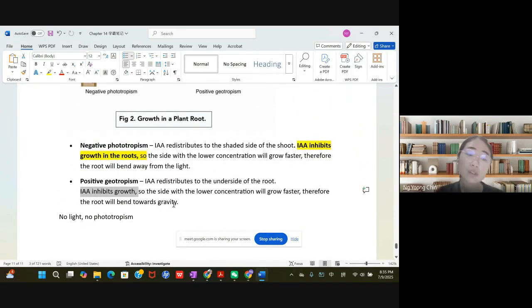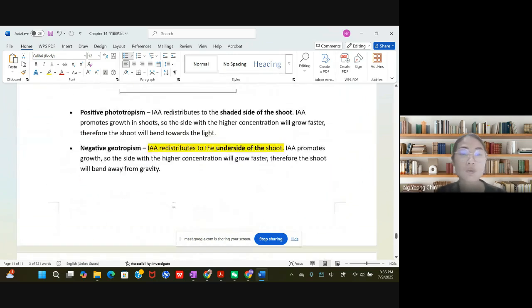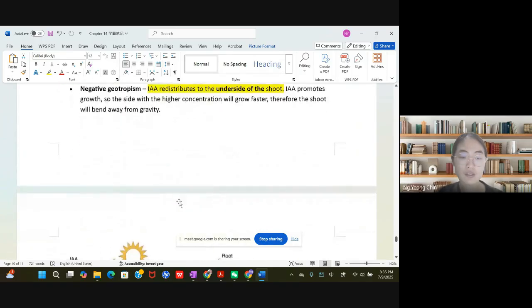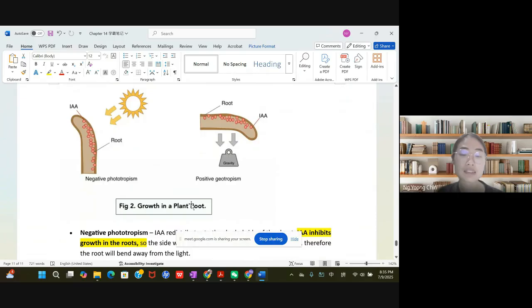And then one thing you need to know is, when we talk about phototropism, phototropism only happens in the presence of light. Understand? So if you don't have light, no light means no phototropism. That's all. But gravitropism is always present. Okay, it's always present.